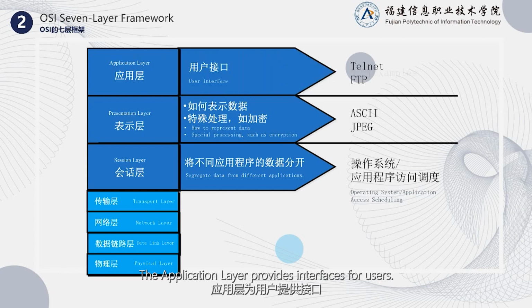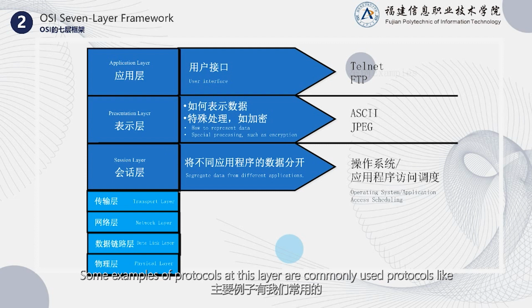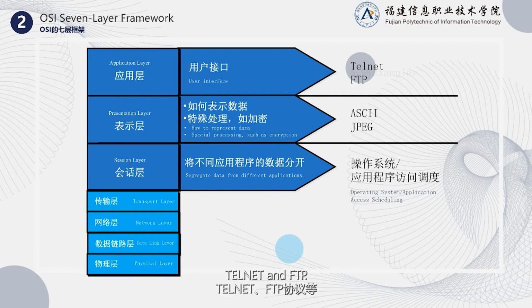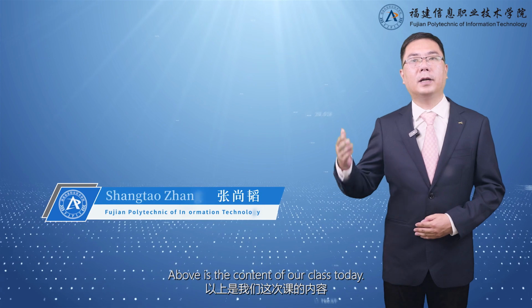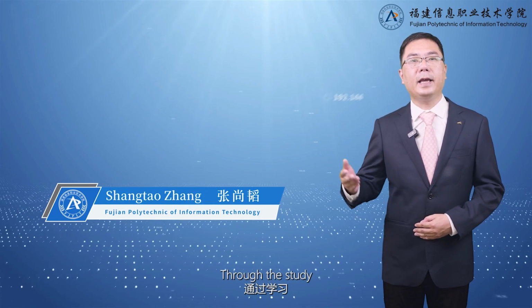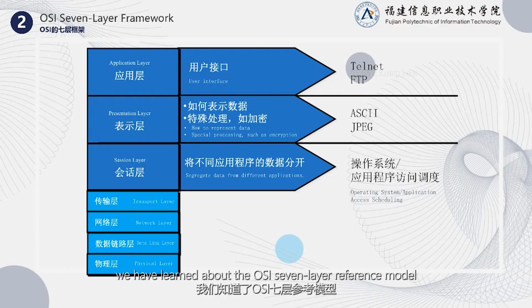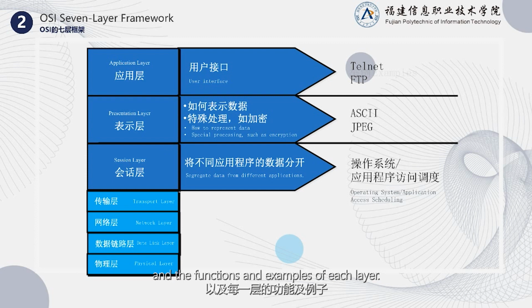The application layer provides interfaces for users. Some examples of protocols at this layer are commonly used protocols like Telnet and FTP. Above is the content of our class today. Through the study, we have learned about the OSI Seven-Layer Reference Model and the functions and examples of each layer.